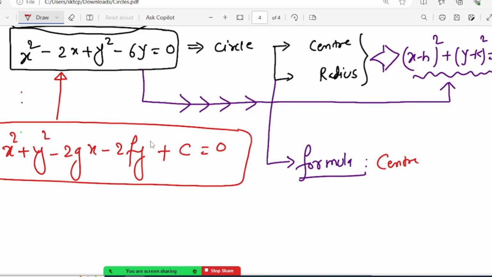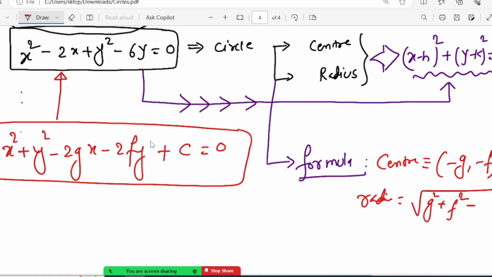It should be in the form of x square plus y square minus 2gx minus 2fy plus c is equals to 0. C here is the constant, not the center. So the center is equals to minus g comma minus f, and the radius was under root g square plus f square minus c. Right, Rishi? Have you remembered that these formula have been discussed in class? At least you should remember this, that I have discussed already.